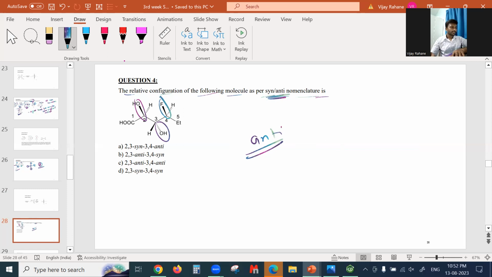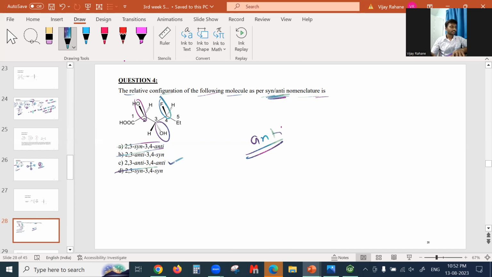So both are anti. Which option has both as anti? This one has anti syn, so obviously it is not the answer. So we can easily neglect such options. Many times in competitive examinations you have to solve a question in this way, because we just try to neglect the options which are not correct. So here you can see we don't even require to give the nomenclature.